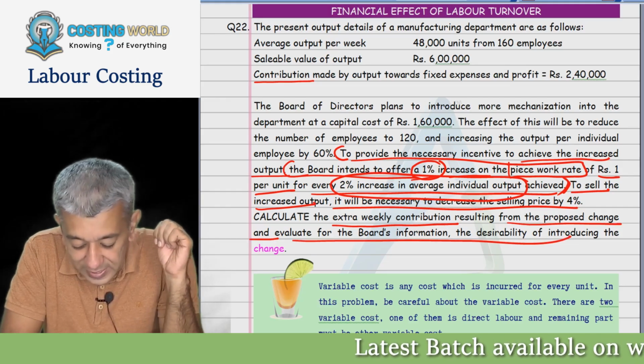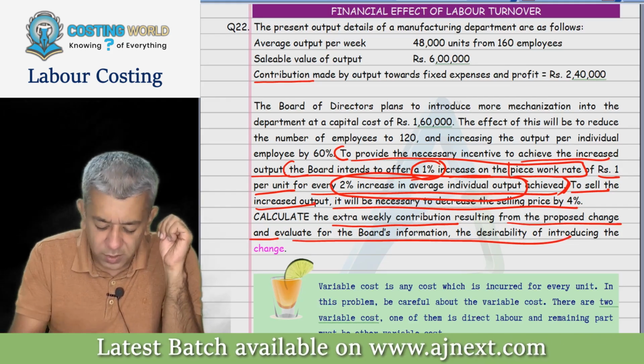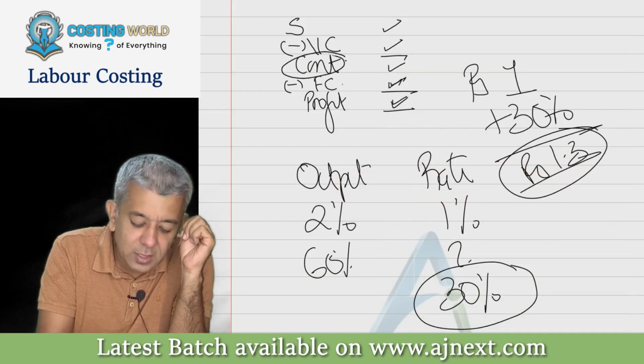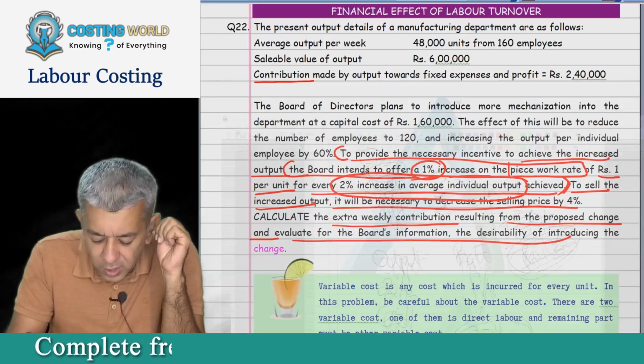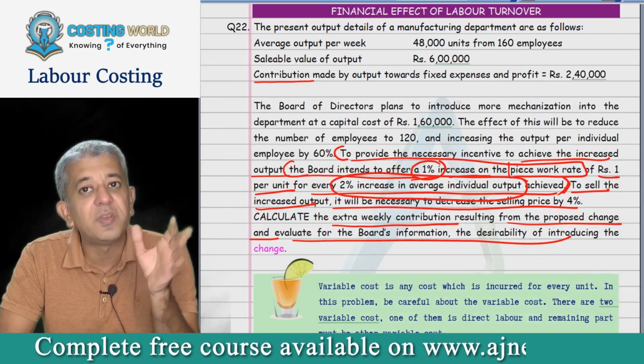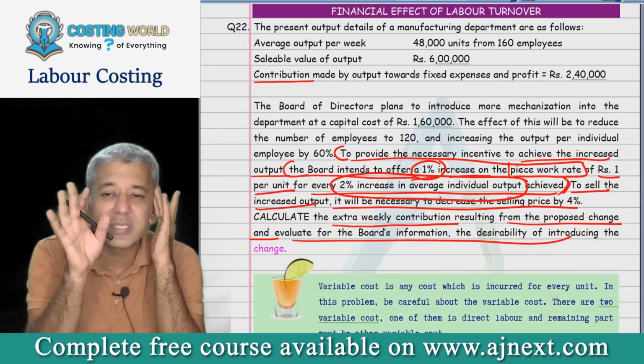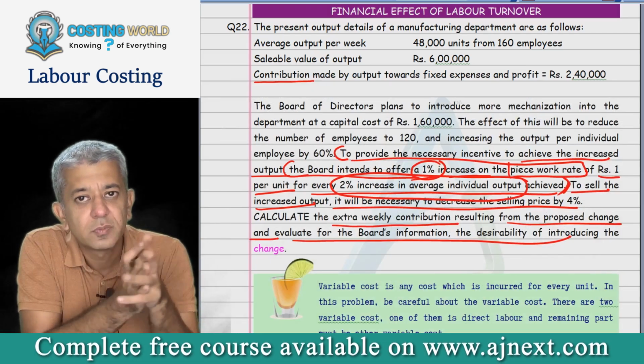So what those guys are saying is to compute extra weekly contribution. Now contribution is nothing but sales minus variable cost. Okay. So let's compute extra weekly contribution. So everybody tells me, what is the current weekly contribution?